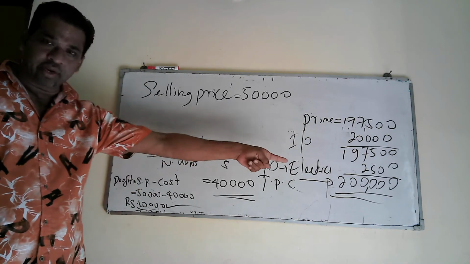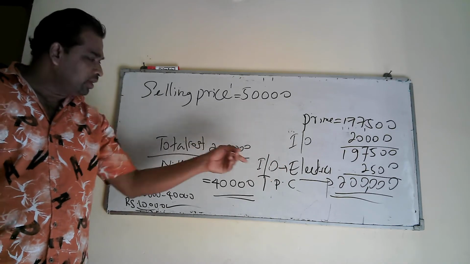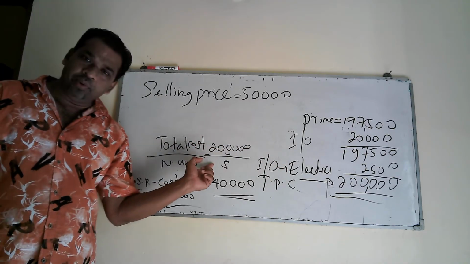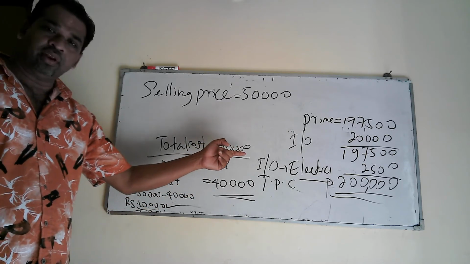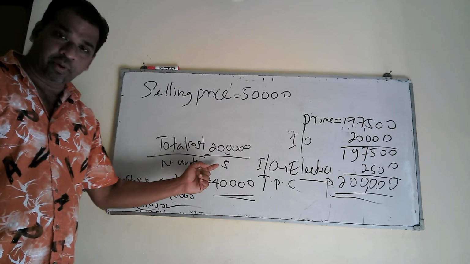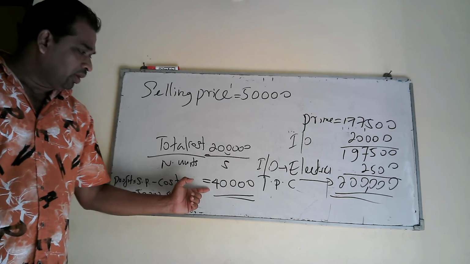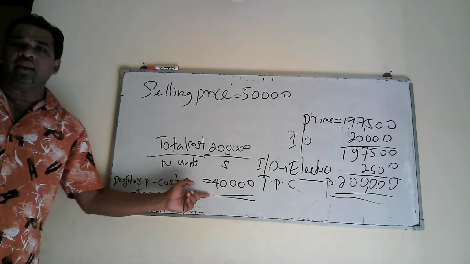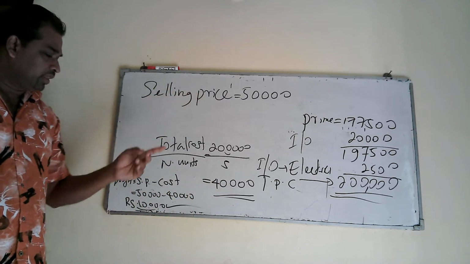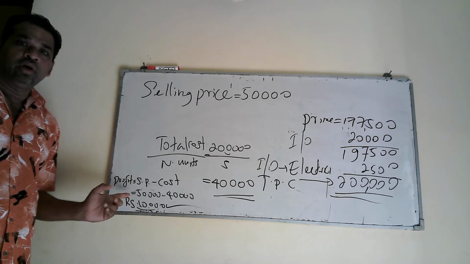Then you calculated 200,000, that is the total cost of production. You are given the number of units, 5. So you divide 200,000 total cost of production by the number of units produced. You take unit cost 40,000 rupees. Then you can deduct this unit cost from the selling price. That is what I have shown you.